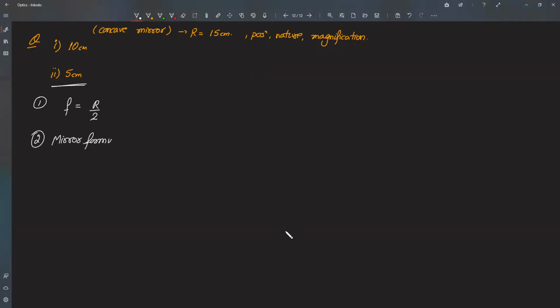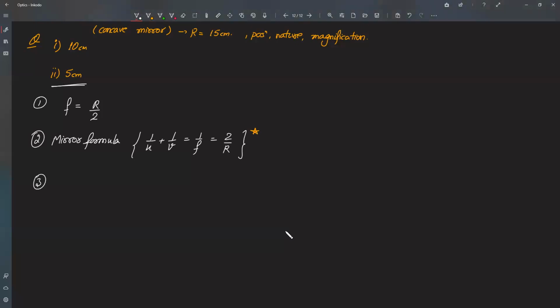The mirror formula says 1 by u plus 1 by v is equal to 1 by f, which is nothing but 2 by R, because f is R by 2. This is the mirror formula, and it is similar to the lens formula. There is a slight difference between this and the lens formula, that is 1 by v minus 1 by u. That is the only difference. Okay, so this is your mirror formula.